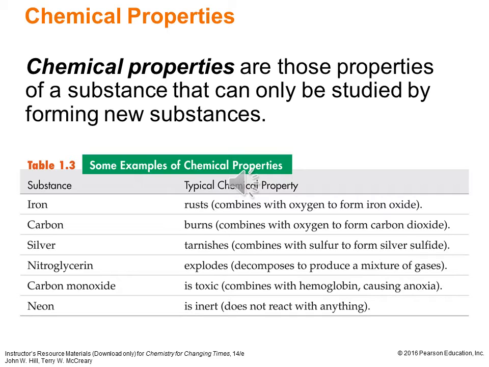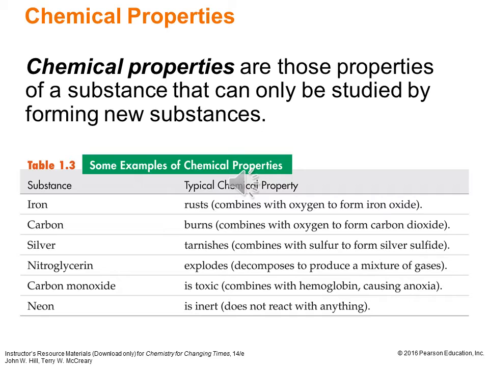Carbon will burn, so it can combine with oxygen, but it doesn't rust in the same way that iron rusts, because the carbon dioxide that it forms is also a gas, whereas the iron oxide that iron forms is a solid. Silver tarnishes. It combines with sulfur to form silver sulfide, or oxygen to form silver oxide. We have nitroglycerin is explosive. It'll decompose to produce a mixture of gases, and if that's done quickly and with much heat, that's a very dangerous scenario.